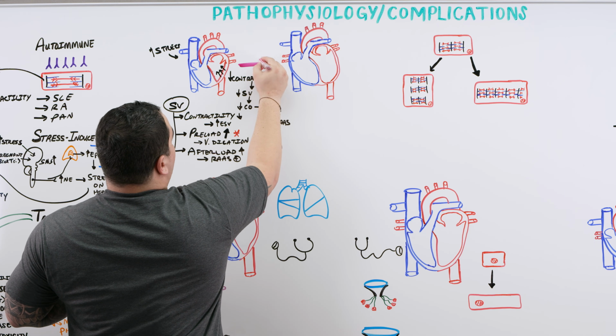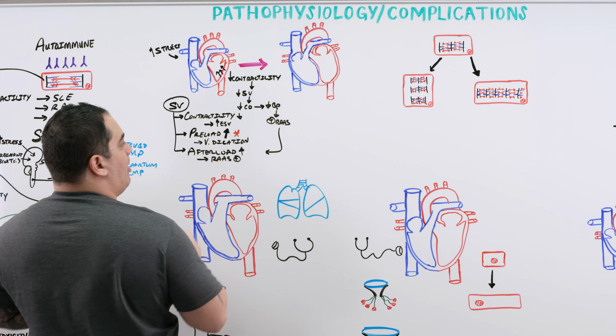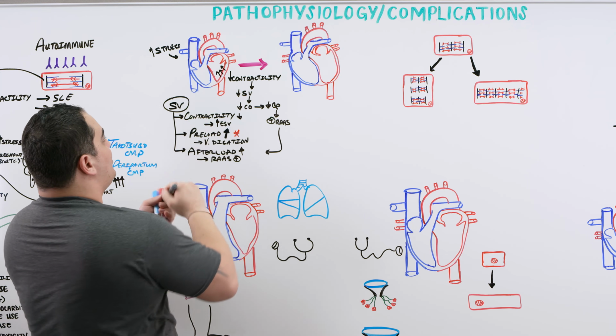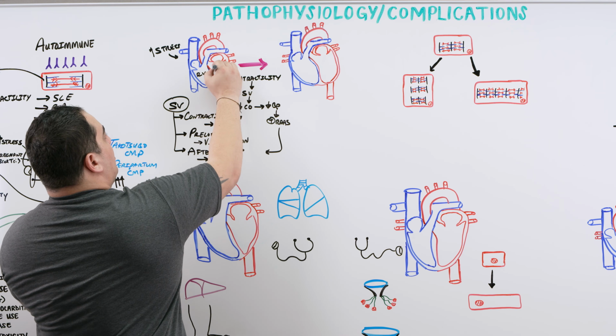I'm going to try to increase my preload. In order to do that, I'm going to have to dilate my ventricle. So look at this. Here's the right ventricle. Focus on the left ventricle.